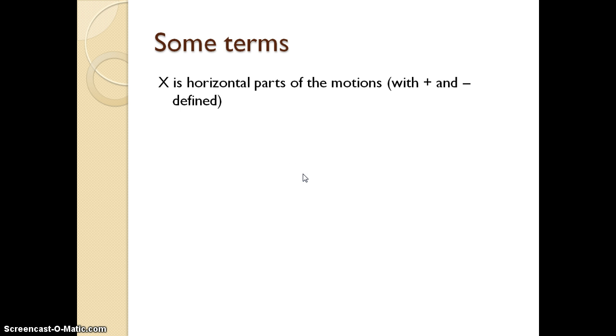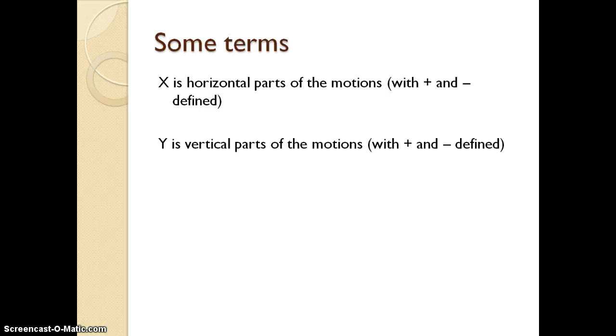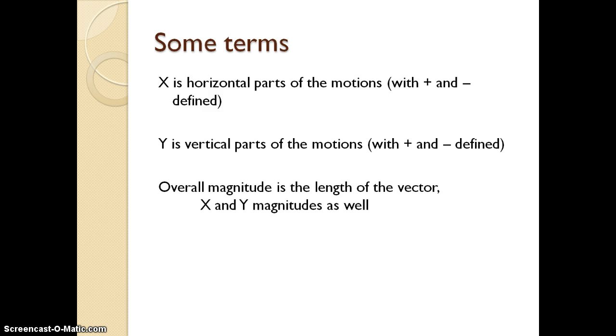So let's get some terms. X right now is considered to be the horizontal parts of the motion, with plus and negative defined. So forward could be a positive x. Y is the vertical parts, with positive and negative defined. So when we use x as position forward, for position up and down, we should now be using y. So y naught is your starting height position, y final is your ending height position. The overall magnitude, or the overall result, is the length of that vector, that red we saw earlier. And there's also x and y parts of it we'll see.